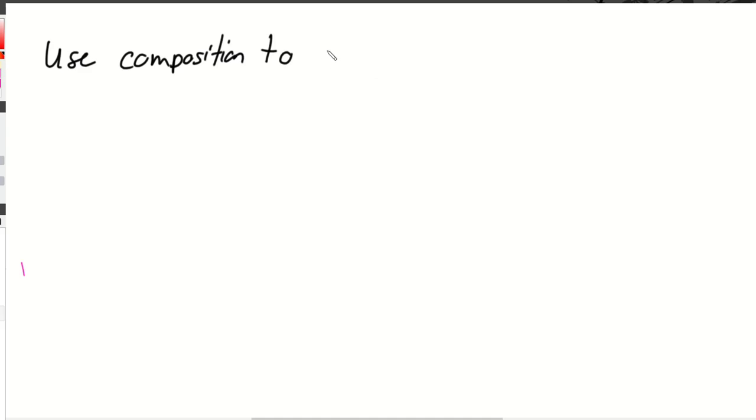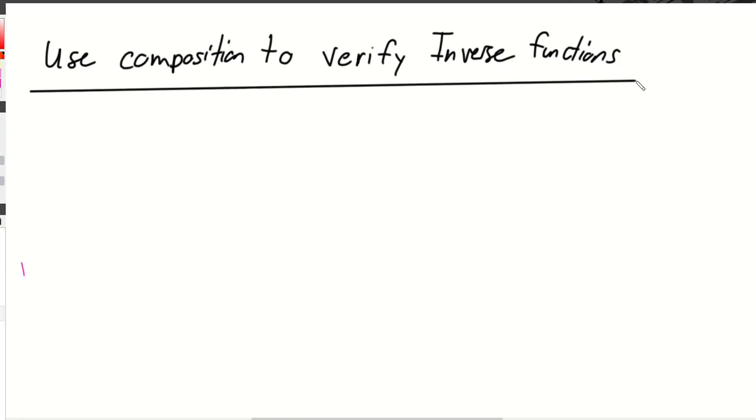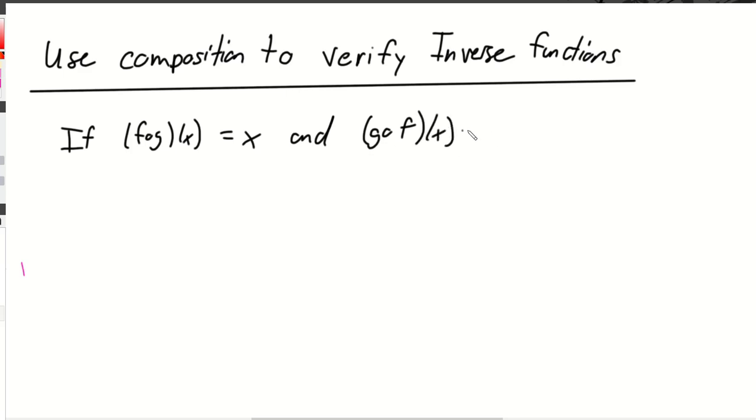So we can use composition to verify inverse functions, which we're going to talk a little bit more about. Inverse functions. So if f of g of x equals x and g of f of x equals x, then these two functions are inverses of each other.